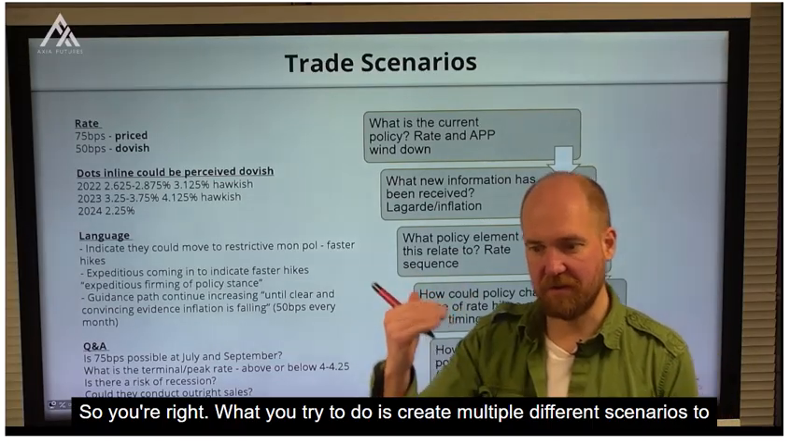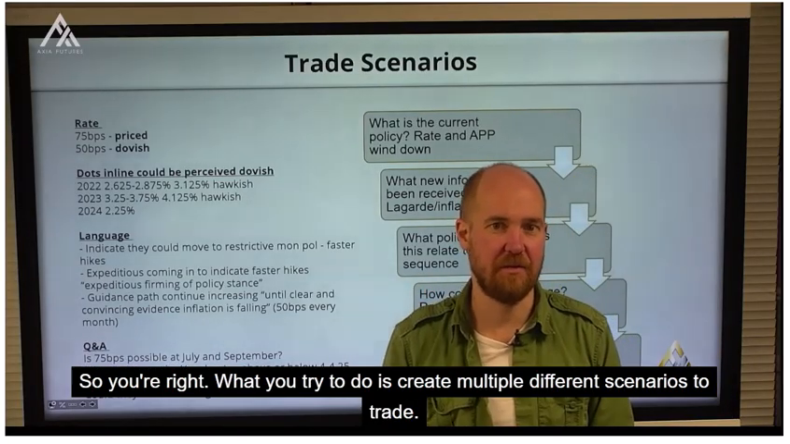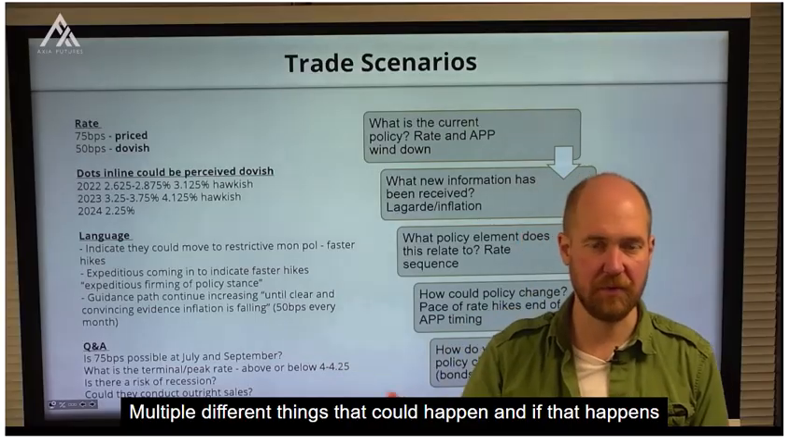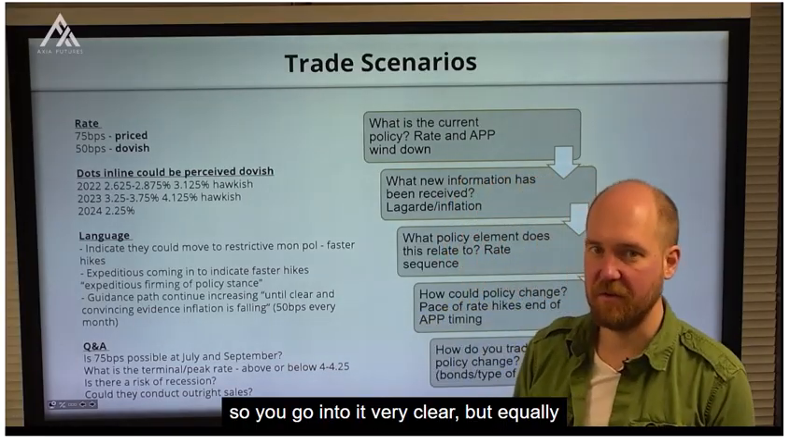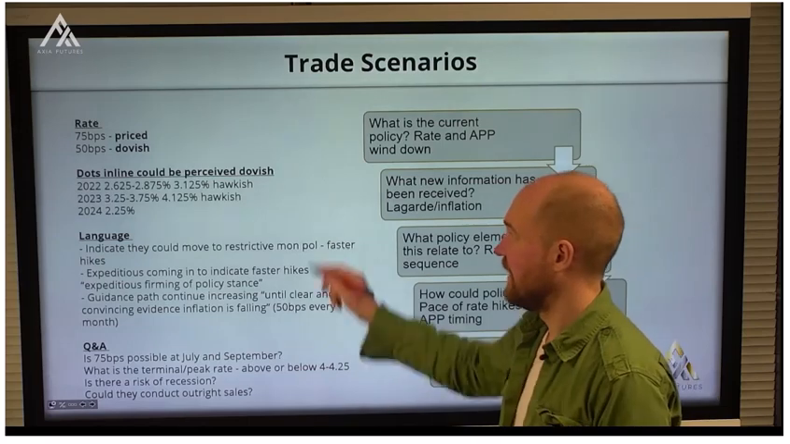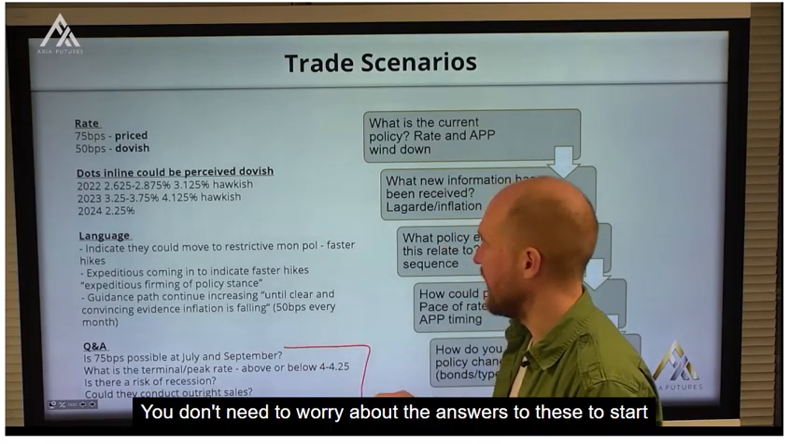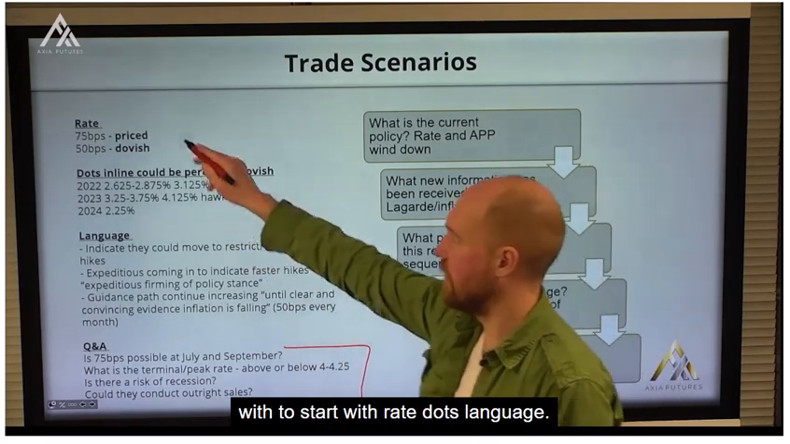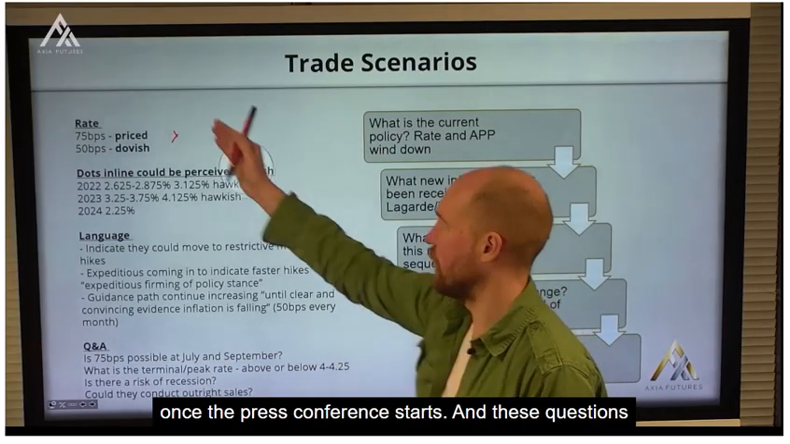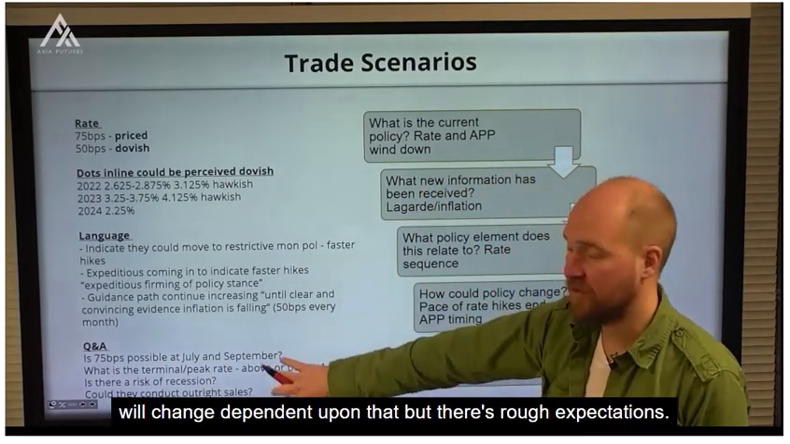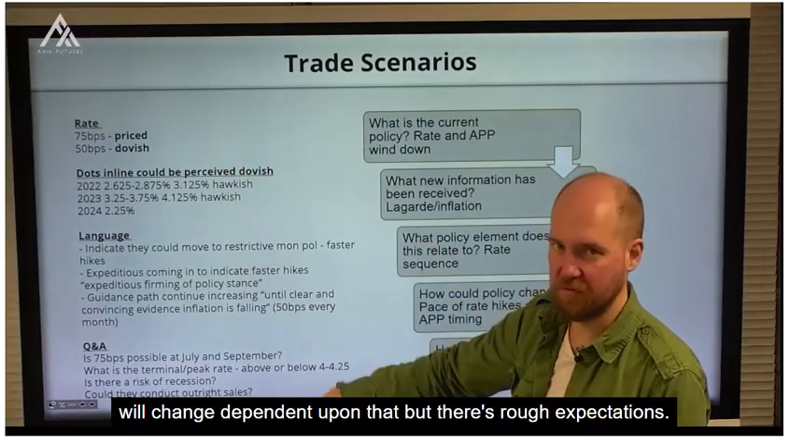So what you try to do is create multiple different scenarios to trade. Multiple different things that could happen, and if that happens, you trade it. So you go into it very clear. But equally, you don't need to worry about the answers to these to start with. To start with, rate, dots, language. Then you worry about the answers to these once the press conference starts. And these questions will change dependent upon that, but there's rough expectations.